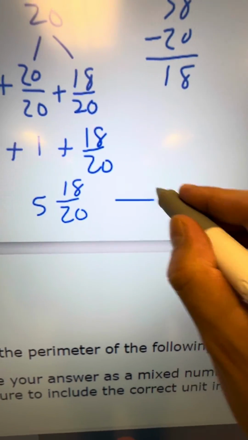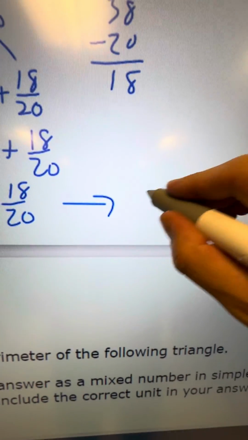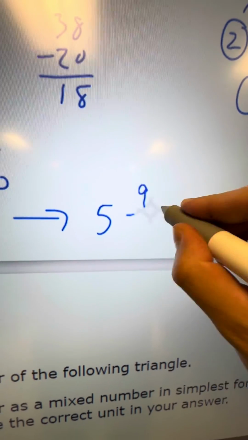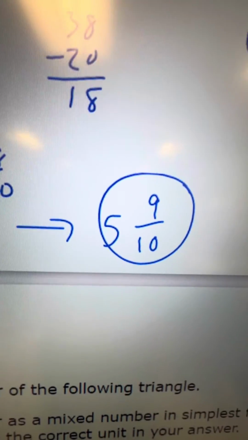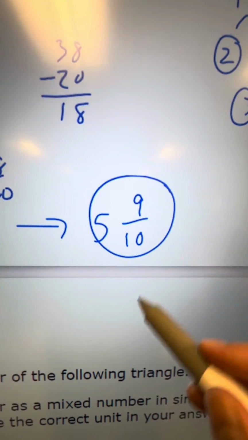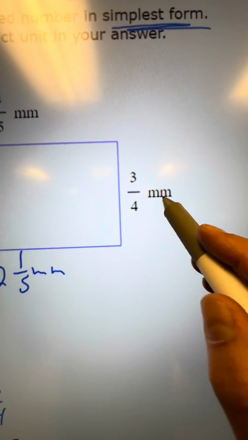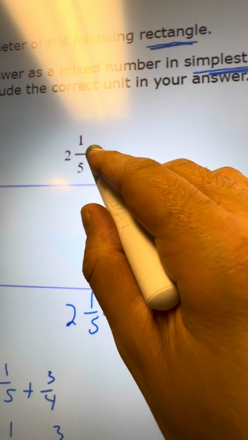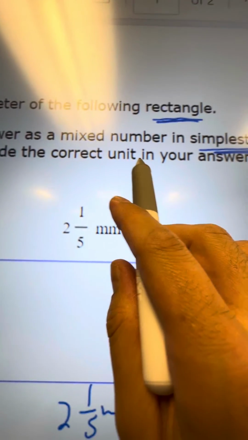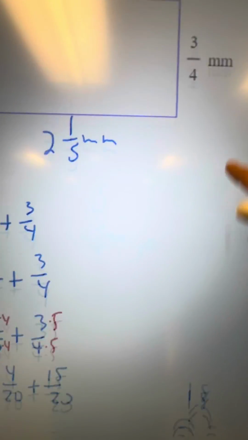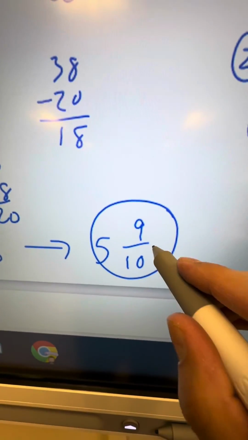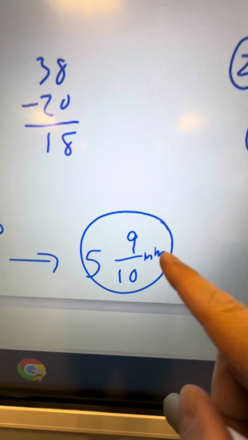I go back to my answer here. The 5 and 18/20 will become 5 and 9/10. So that's my final answer. It's a mixed number in simplest form. And don't forget, this is all in terms of millimeters. So they said to include the correct unit in your answer. So my final answer will be 5 and 9/10. And then this will be the unit of measurement, which will be millimeters.